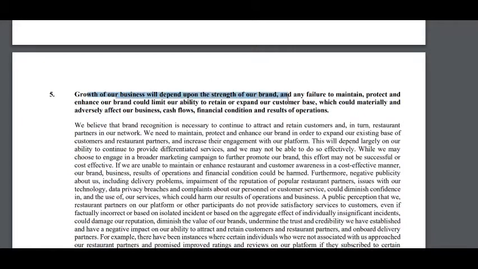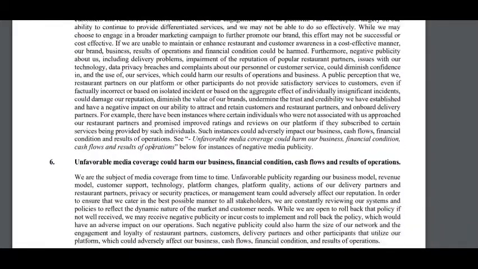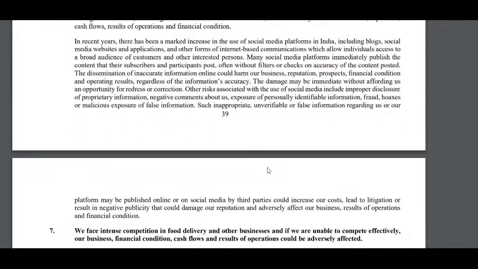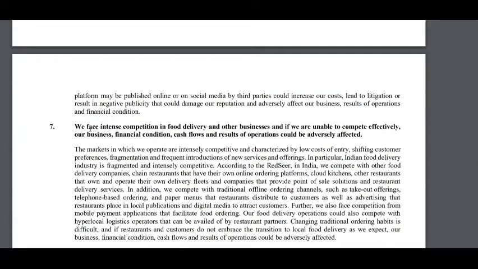The growth of the business will depend on the strength of the brand, and any failure to protect the brand. For someone like Zomato or Uber, their brand name and brand value are important. If that is impacted, obviously the company gets impacted and the financials do get impacted. Also, they have mentioned that unfavorable media coverage might harm our business. They have also stated litigations. Political risks are also covered here. So this is a good example of a risk.